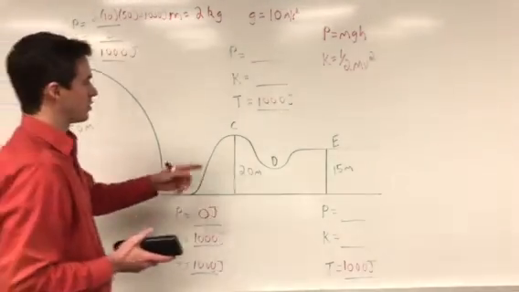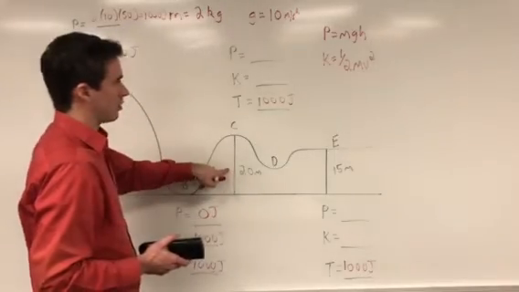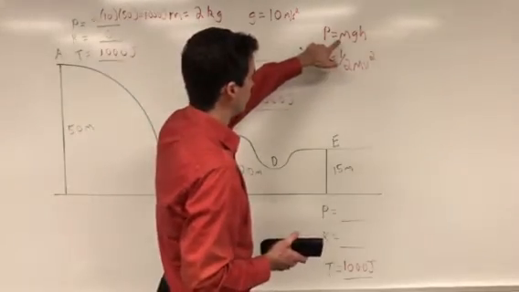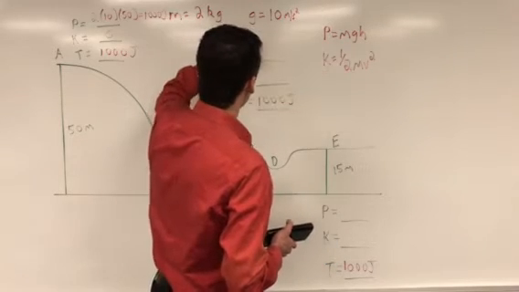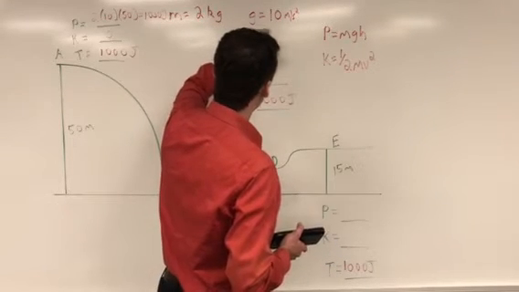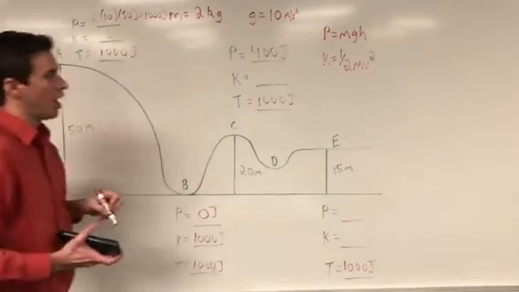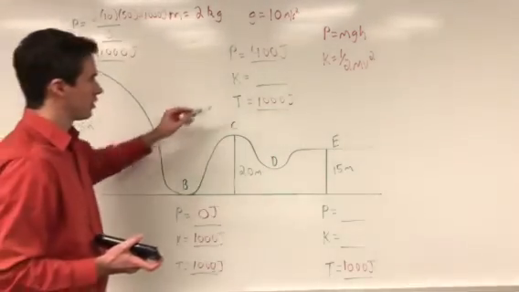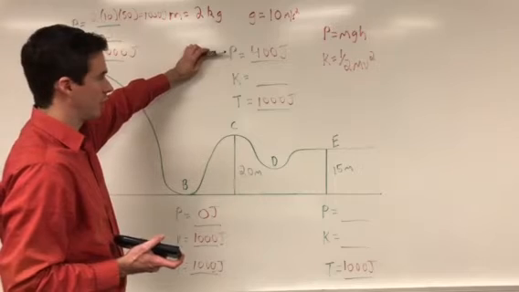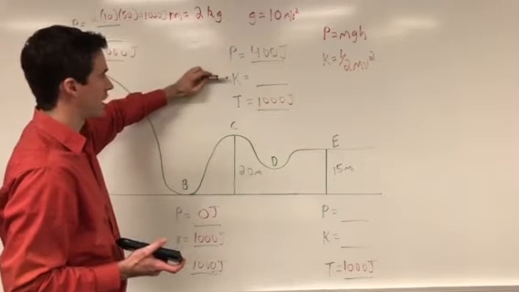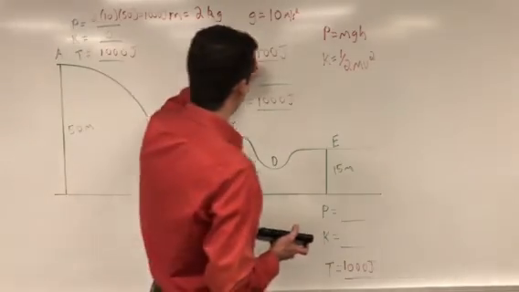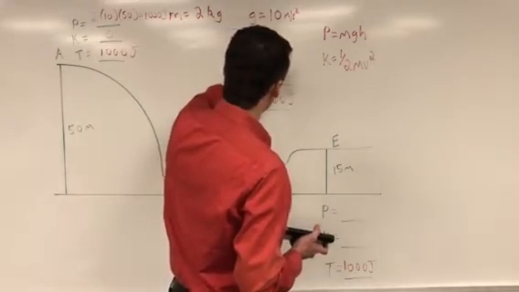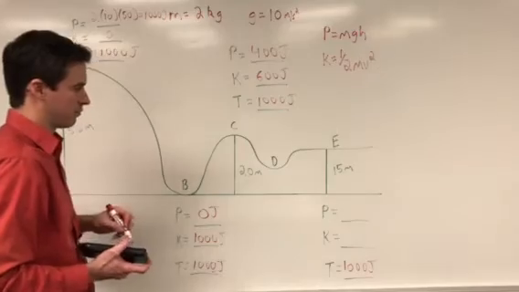If we move on to point C, the height is 20 meters. So I have the mass is 2 times 10 times 20, so that's going to come out to be 400 joules. I know my total is 1,000 and the potential is 400, so if I subtract those I can find the kinetic, because potential and kinetic have to add up to 1,000. So that must mean the kinetic is 600 joules.